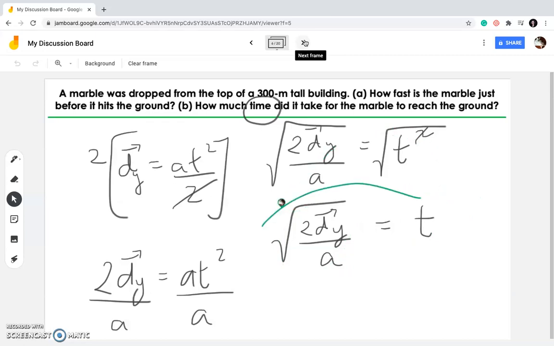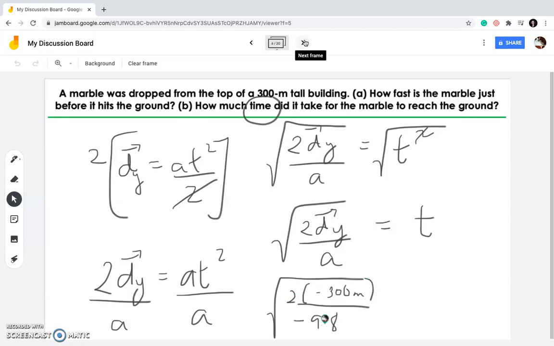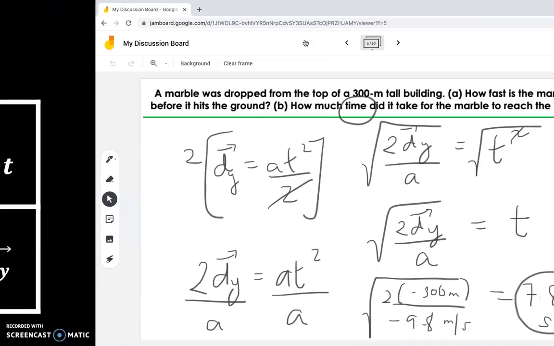It's also correct. So let's plug in the given variables. So we have 2 times negative 300 for the displacement divided by negative 9.8 meters per second squared. Okay, so it's going to give us 600 over 9.8. You get the square root of that. Okay, 7.82. So that's 7.82 seconds. So that's our final answer for part B.